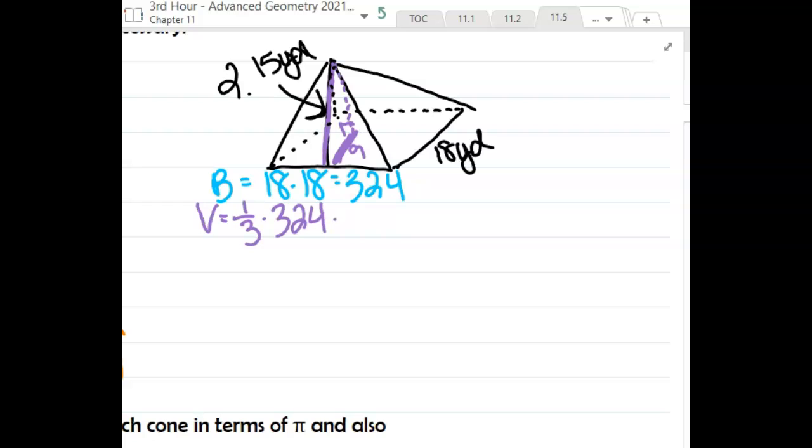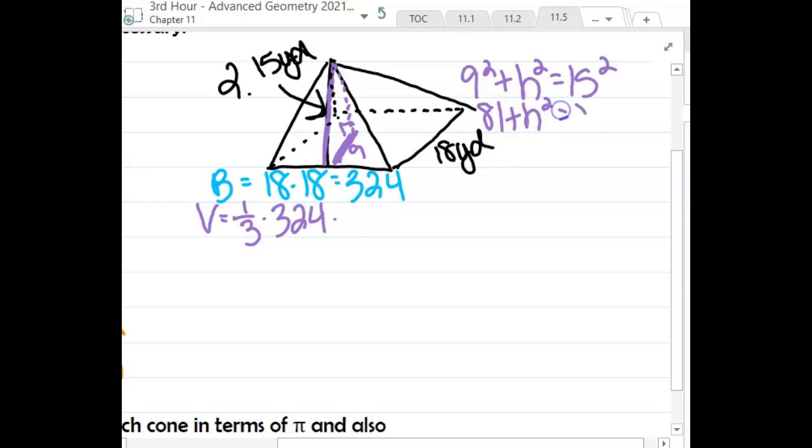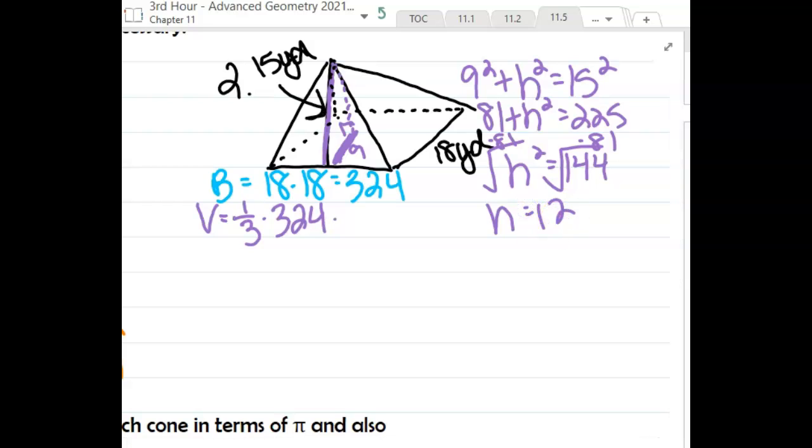Okay? So be very careful when you're plugging these in, because I have my c. It's going to be equal to 15 squared. To find the other one, we take 9 squared plus, I'll call it h squared because it's my height, equals my hypotenuse squared, which is 15 squared. So we get 81 plus h squared equals 225. Move that 81 over. We get h squared equals 144. Square root it. We should get our height is 12.